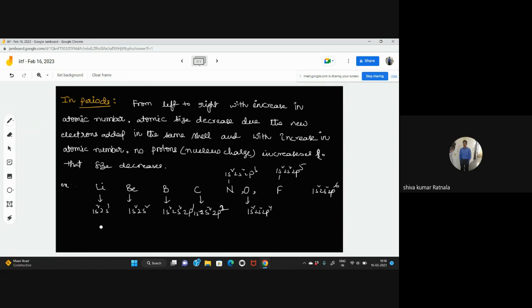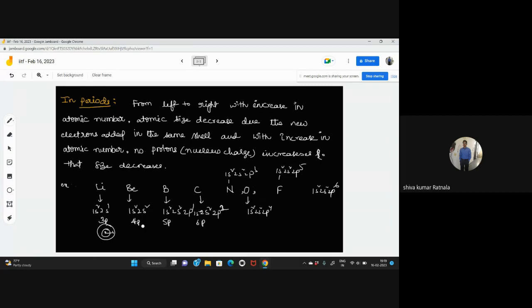Now see, lithium also has the same number of electrons, the same cell only. But what happened here? We have only 3 protons here, and here we will have 4 protons, here 5 protons, and here 6 protons. As the number of protons increases, the electrons, being negatively charged, are strongly attracted by the protons, right? So what will happen? They come straight towards the nucleus. That's why the size decreases.